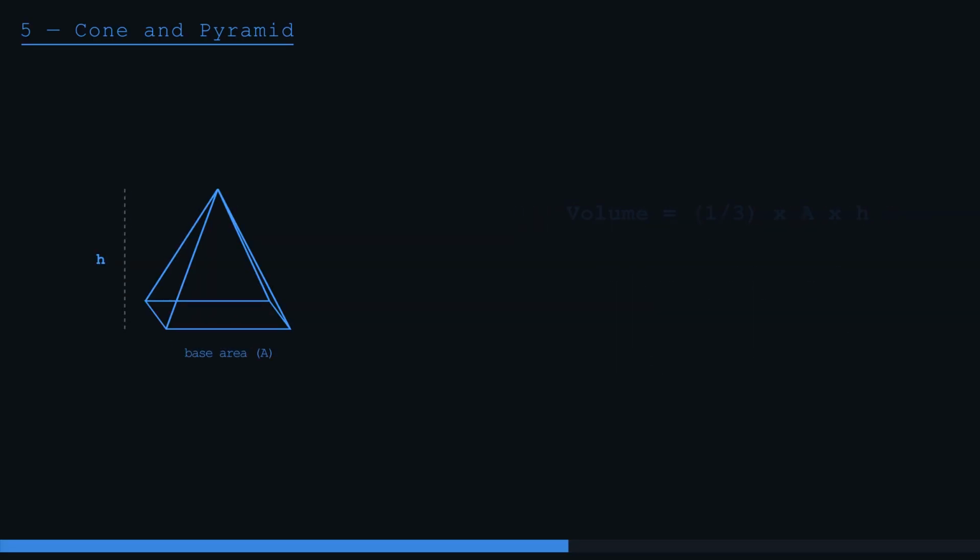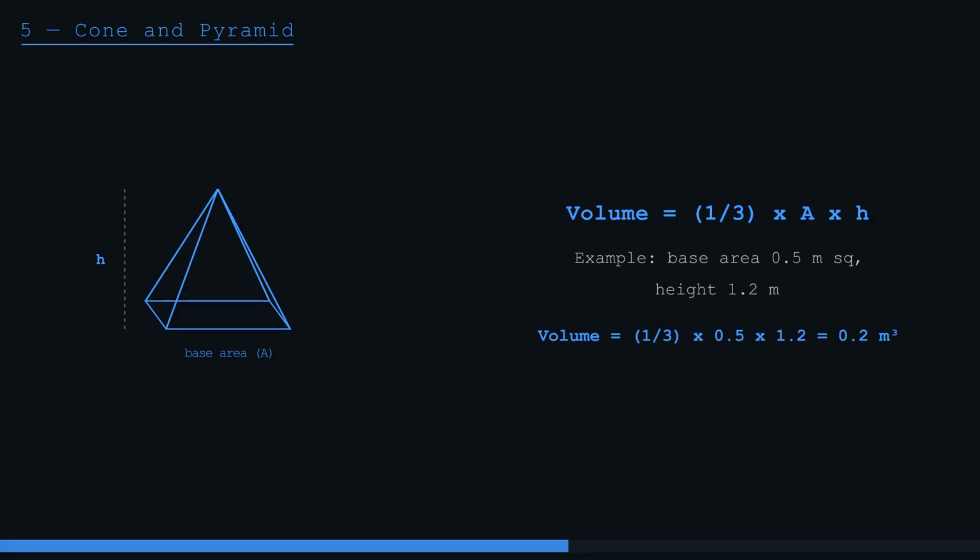For a pyramid, volume equals 1/3 times base area times height. With a base area of 0.5 square meters and height of 1.2 meters, the volume is 1/3 times 0.5 times 1.2, which is 0.2 cubic meters.